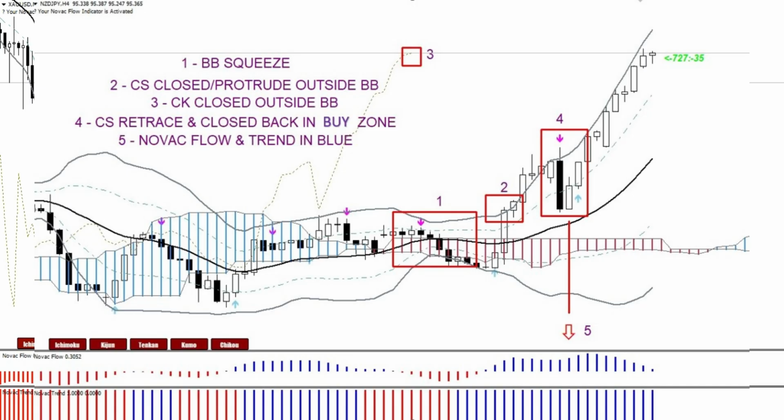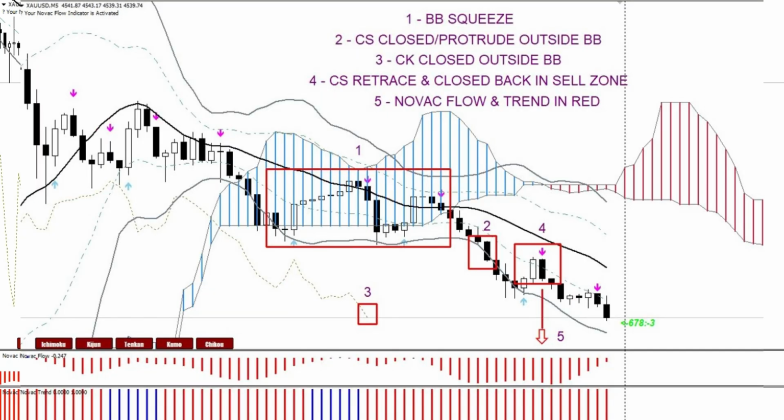So for sell, same also, Bollinger Band must squeeze. Number two, candlestick close or protrude outside Bollinger Band. Then number three, Chikou span close outside Bollinger Band. Number four, candlestick retrace and close back in sell zone. Then Novak flow and trend is in red. So after you have refreshed your mind, okay, sometimes you can be confused, then we go to the chart.